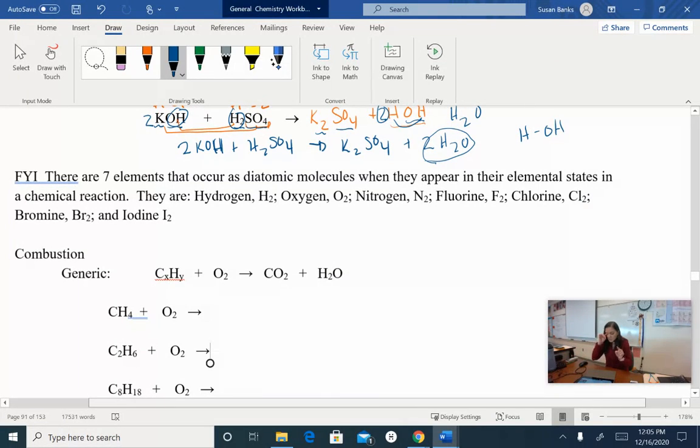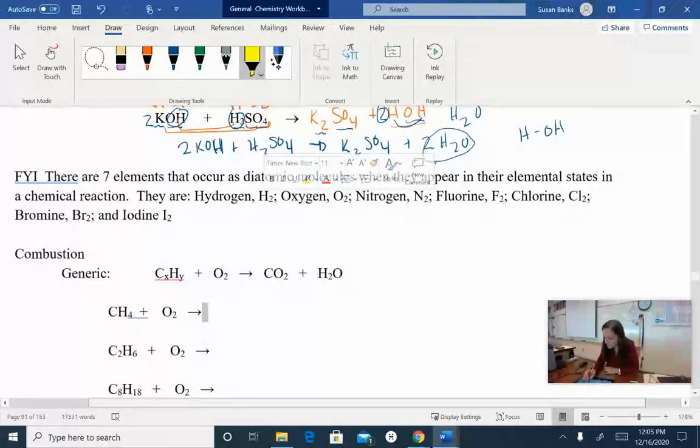Okay, just a little review. We talked about the diatomic elements. So there are 7 elements that occur as diatomic molecules when they appear in their elemental states in a chemical reaction. Hydrogen, oxygen, nitrogen, fluorine, chlorine, bromine, and iodine.